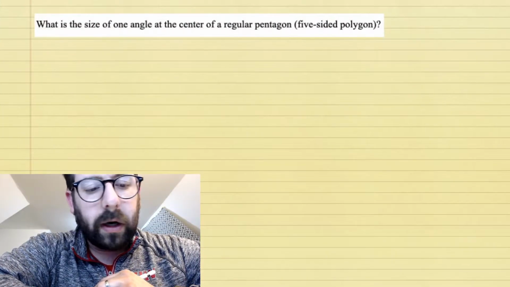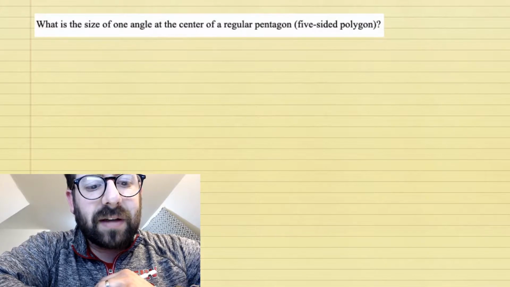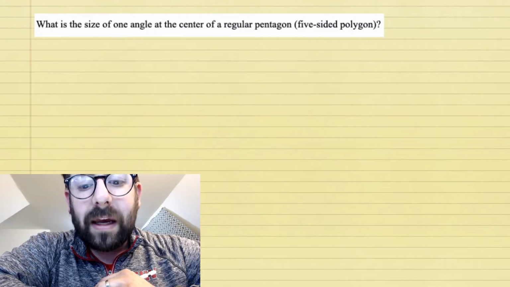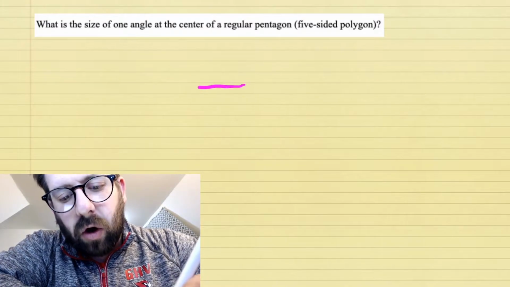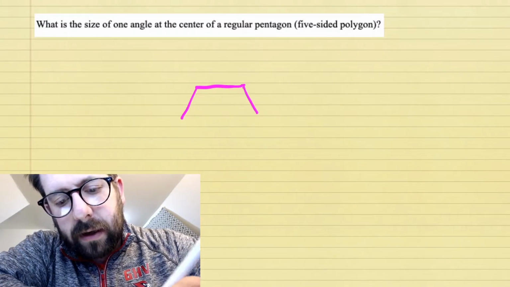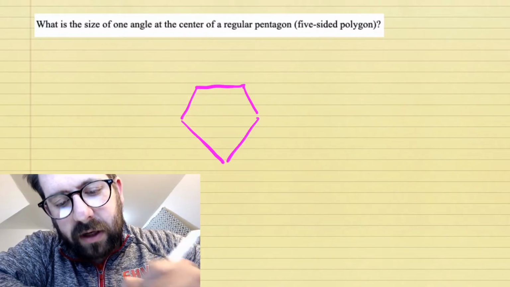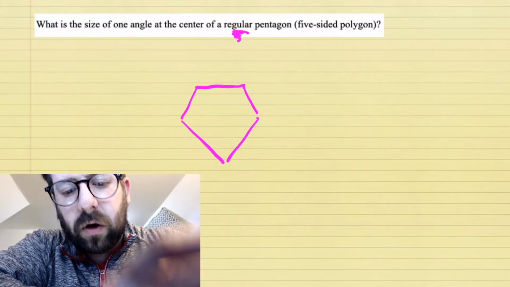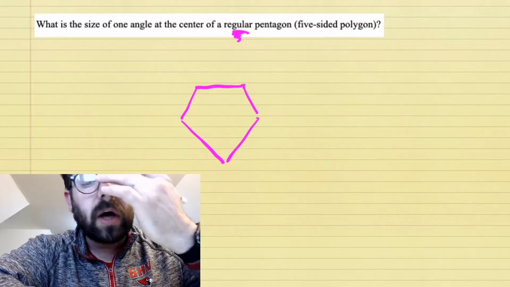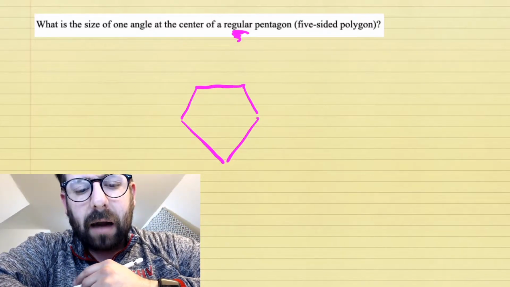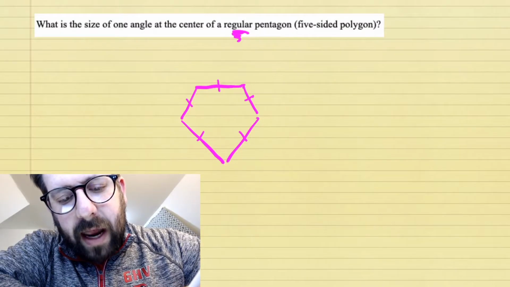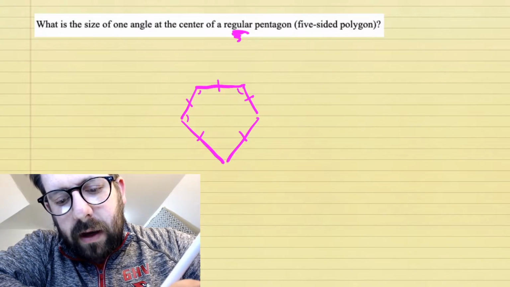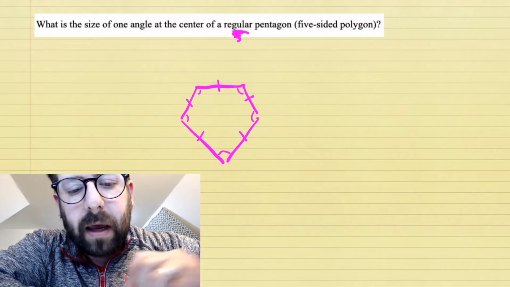We're on problem number 2 here. What is the size of one angle at the center of a regular pentagon? So it's a 5-sided polygon. If I draw a 5-sided object that is supposed to be regular. Now, if you don't know what regular means, it's a specific word in geometry. I know it seems kind of odd, but it means every wall is the same and every angle in the corner is the same. Now, they want to know the angle at the center.